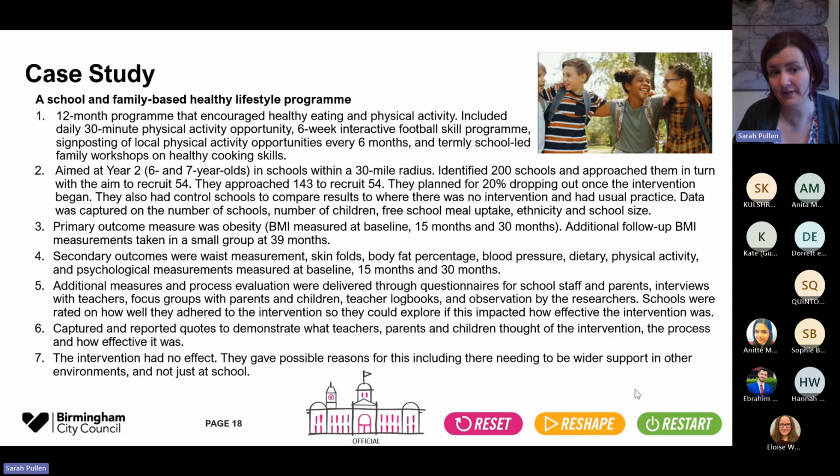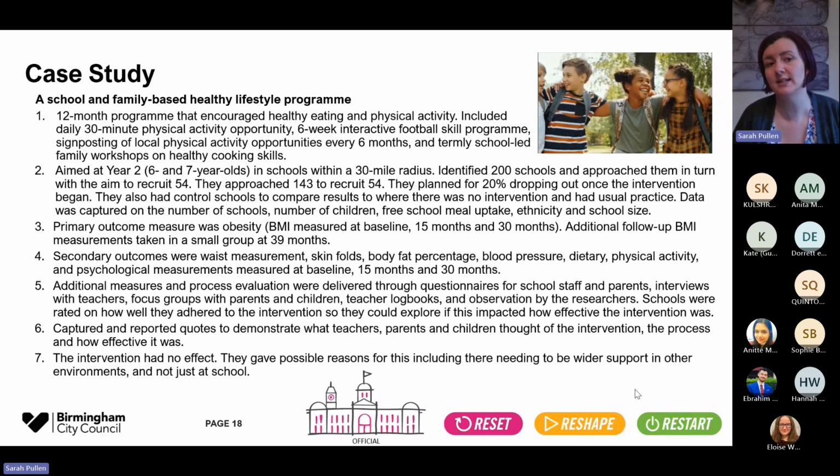Sadly, this particular intervention found that it had no effect. So they did this huge project and it didn't work. But what they did do is give possible reasons for this. They thought that it could be down to there needing to be wider support in other environments and not just at school. So as much as you can change the environment and a child's exposure to food and physical activity in that setting, that's not controlling what's happening at home and in the wider environment. But despite that not working, that's still really useful insight. And the information that they gathered as they went along and what worked well is still something that shapes future projects.